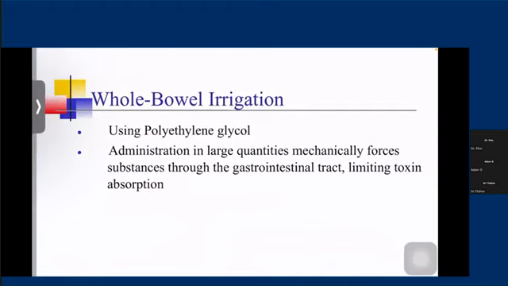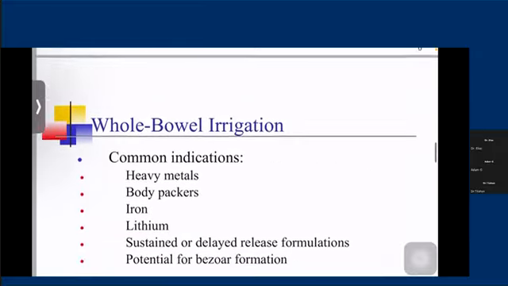So whole bowel irrigation is one of the decontamination ways in which we can remove the drug from the GI. This is done by using polyethylene glycol, which induces diarrhea. We give a large quantity mechanically via NG tube. This mechanically forces the substance to exit via the GI tract, and it is thought to limit toxin absorption.